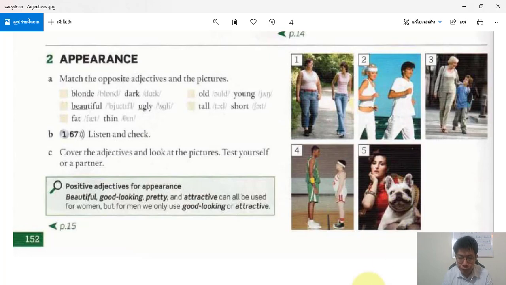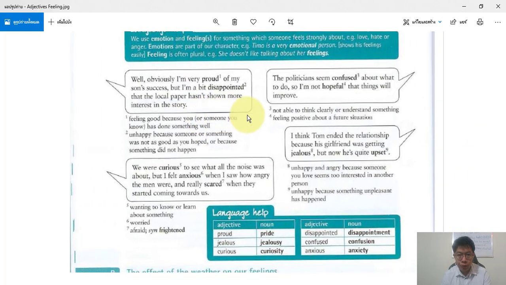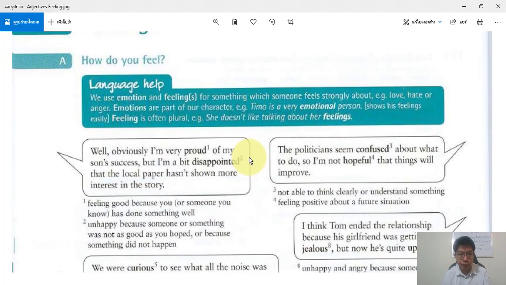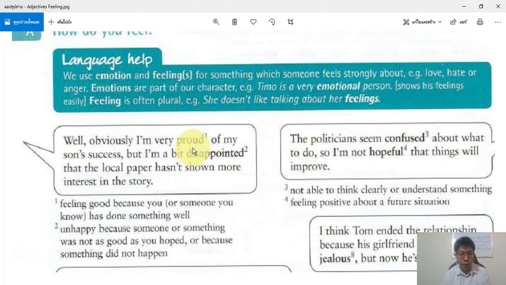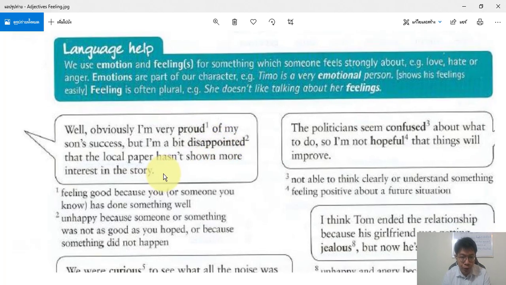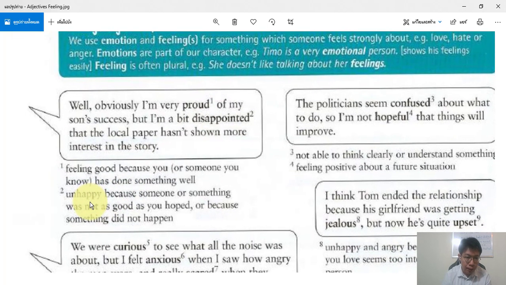Moreover, there are more words to go. This one also talks about adjectives as well. Just like number 1 here, I don't have to read everything, I just read only the adjective. Number 1 here is proud. Number 2, disappointed. If you don't know the meaning, you can check the meaning below here. So number one, there is the meaning of proud and disappointed. The meaning is out here.